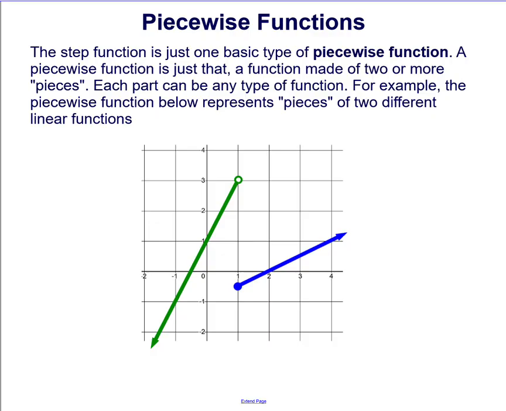The step function is just one basic type of piecewise function. A piecewise function is just that, a function made of two or more pieces. Each part can be any type of function. For example, the piecewise function below represents pieces of two different linear functions. So in other words, a piecewise function is a general term for parts of functions or pieces of functions put together. The step function that we talked about previously is a type of piecewise function.